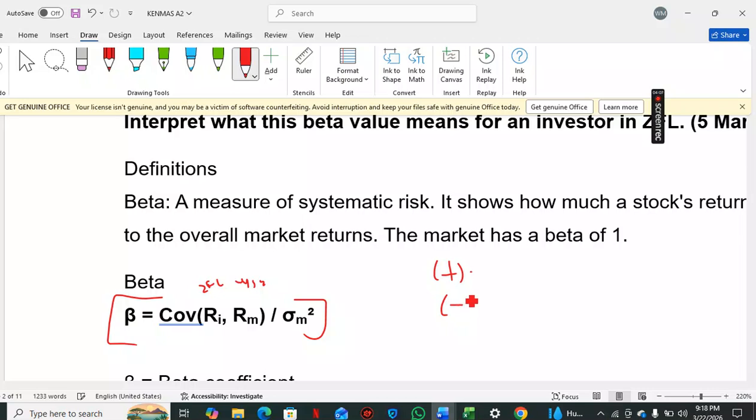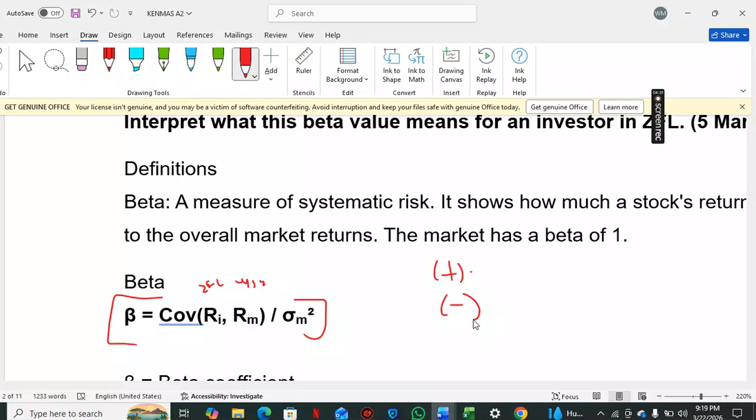If the covariance is negative, it means they move in opposite directions, meaning the Lusaka Securities Exchange can go up, Zambezi Farms Limited will go down. The exchange can go down, Zambezi Farms Limited can go up. That's a negative covariance. They move in opposite directions.